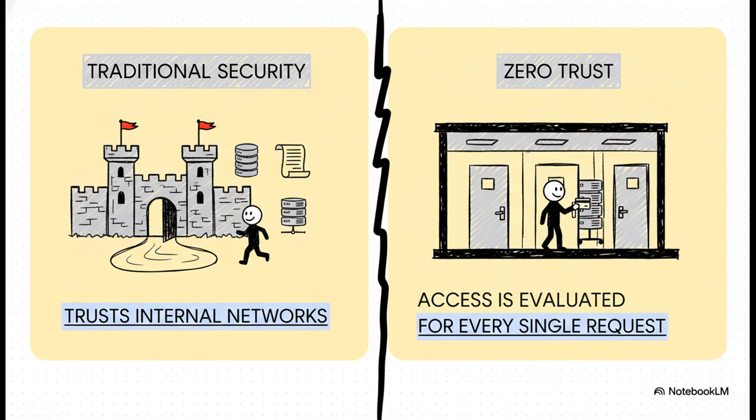But Zero Trust? Think of it more like a high-tech, modern office building. Your keycard doesn't just get you past the front lobby. Nope. You have to swipe it for the elevator, swipe it for your floor, swipe it for your office, heck, even use the printer. It never just trusts that you're inside. It checks what you're allowed to do for every single action, every single time.